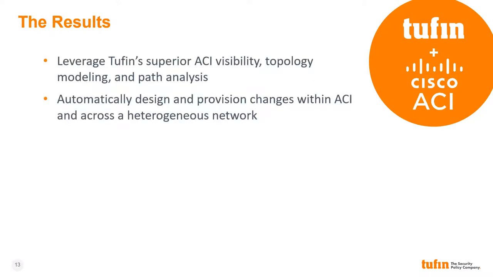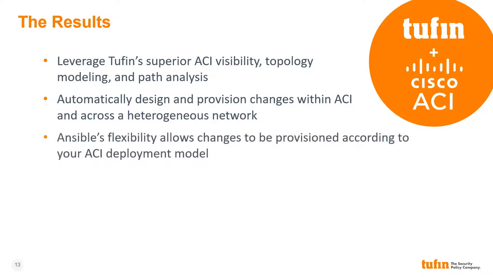Tufin's Policy Change Automation app leverages Tufin's industry-leading security policy visibility and topology modeling to accurately design and provision changes across the heterogeneous network, including within Cisco ACI. Combining Tufin with the flexibility of Ansible allows enterprises to automate ACI changes regardless of their chosen deployment model and as the model matures over time.